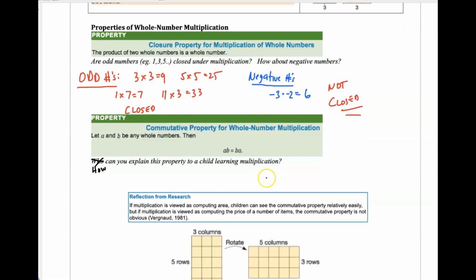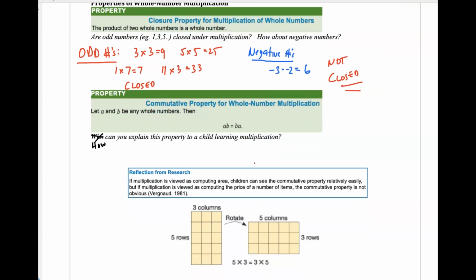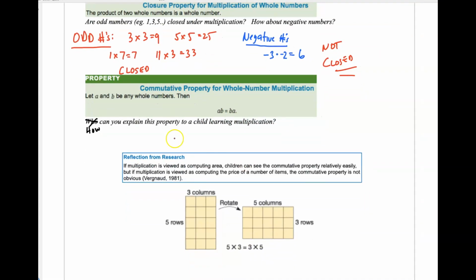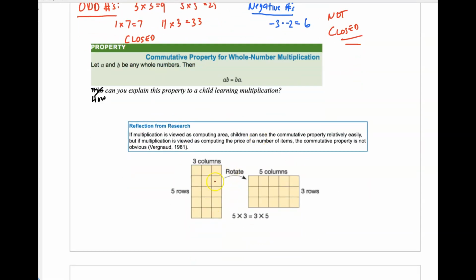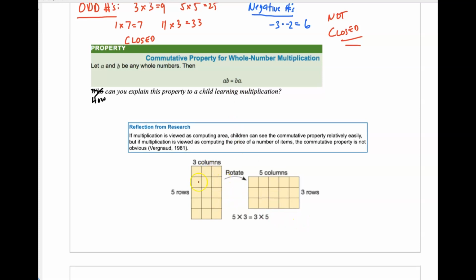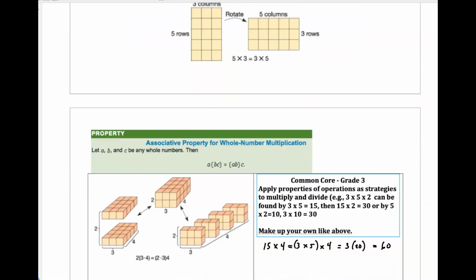We also have the commutative property that we learned for addition. A times B equals B times A. It works for multiplication. How would you explain this to a child? One specific way is to look at the rectangular array. You can look at a set model, and they can actually count those out and learn that. You can see from a visual that 5 times 3 is the same as 3 times 5. You can actually see those.